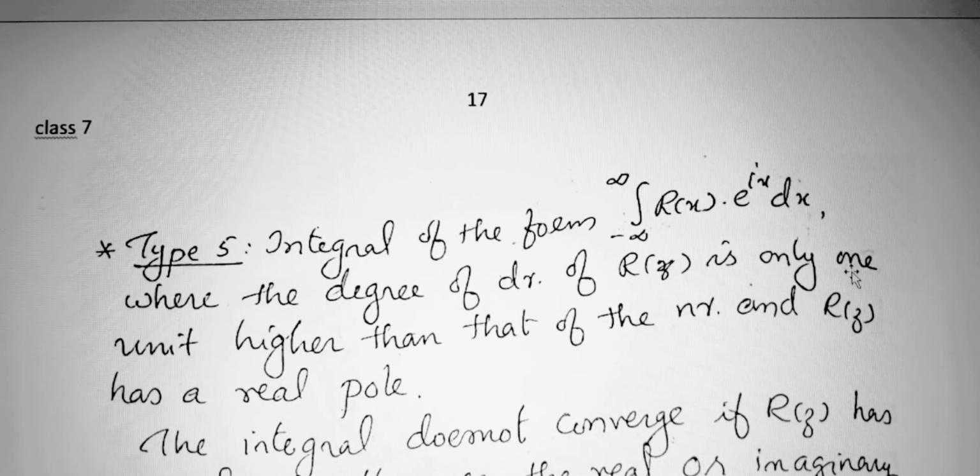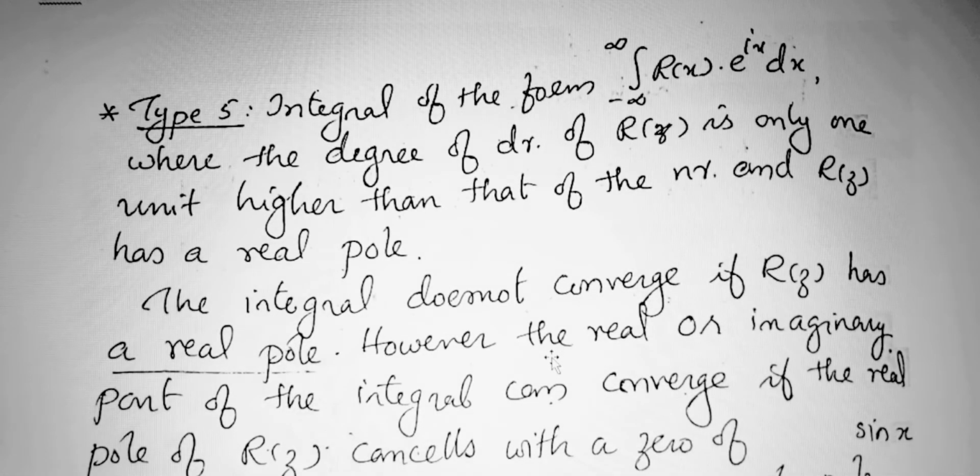Hi, in this class we are studying definite integrals of type 5. Integral of the form integral minus infinity to infinity r of x into e raised to ix dx, where the degree of denominator of r of z is only one unit higher than that of the numerator, and r of z has a real pole, that is, the pole lies on the real axis. The integral does not converge if r of z has a real pole.